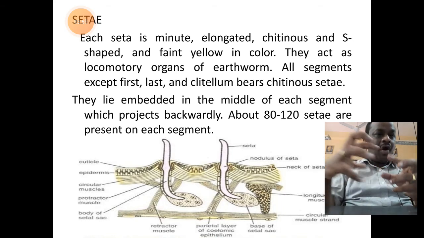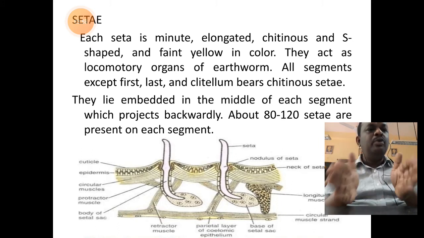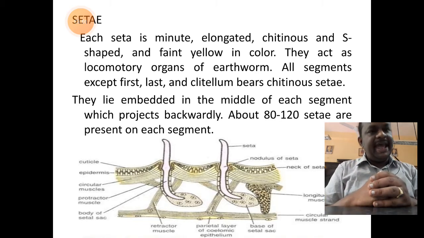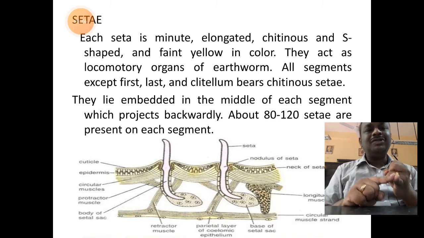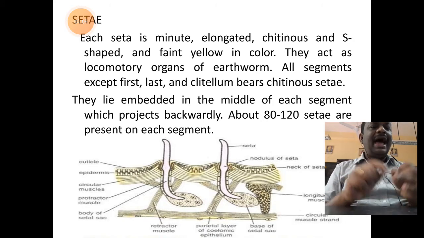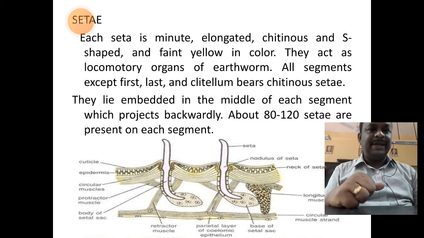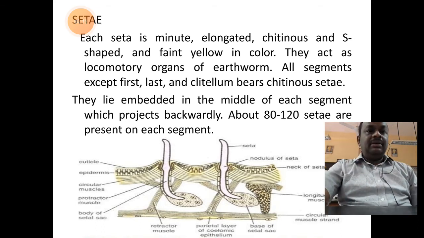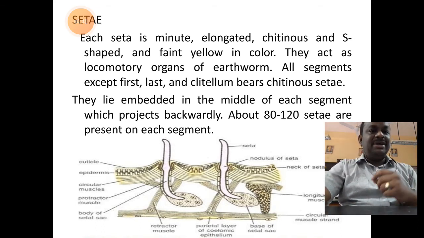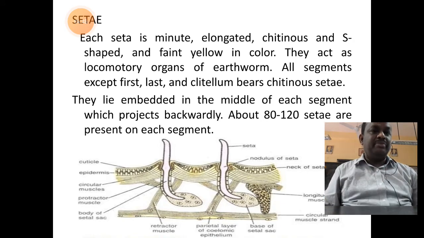Now, this rod of chitinous structure is responsible for the movement of the body of earthworm. Hence, chitinous setae, also called chaetae, are responsible for the locomotion of earthworm. And these structures are embedded in every segment of the body, and each segment will have around 80 to 120 setae as an average number.